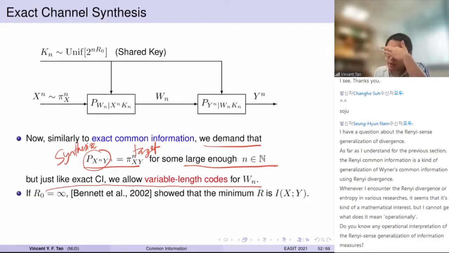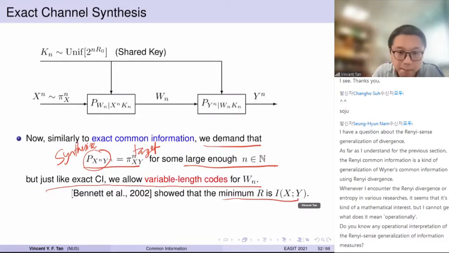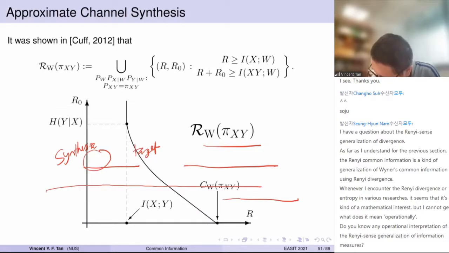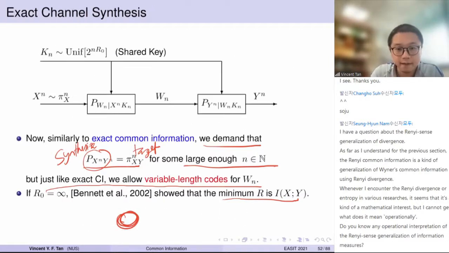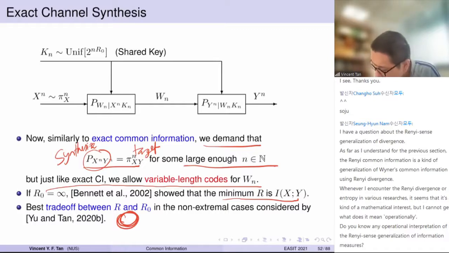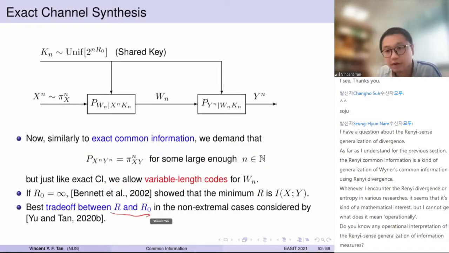Now, if R0 is equal to infinity, Bennett and his co-authors showed that the minimum rate is the mutual information. And this is completely analogous to this point here of approximate, completely analogous. Okay. Now, the best trade-off between R and R0 for the exact case was studied by us maybe 2-3 years ago.